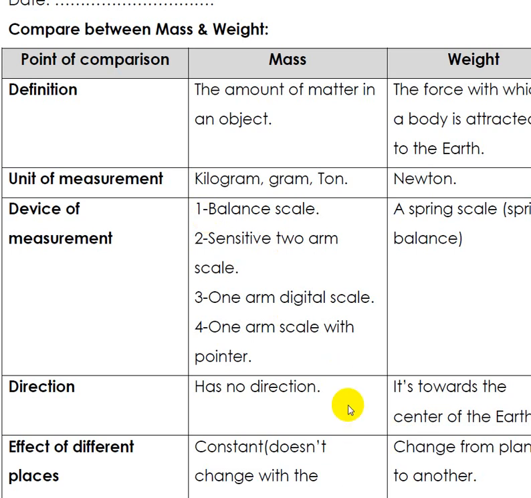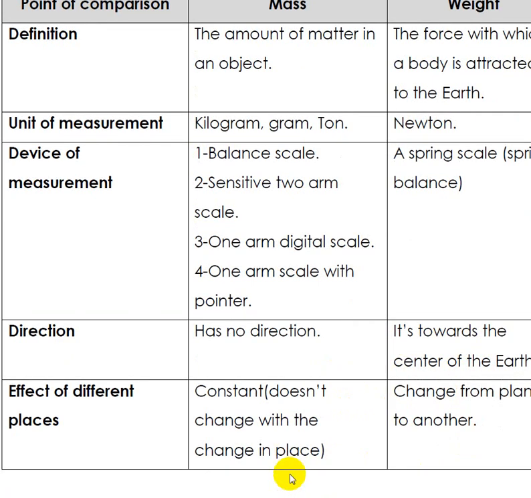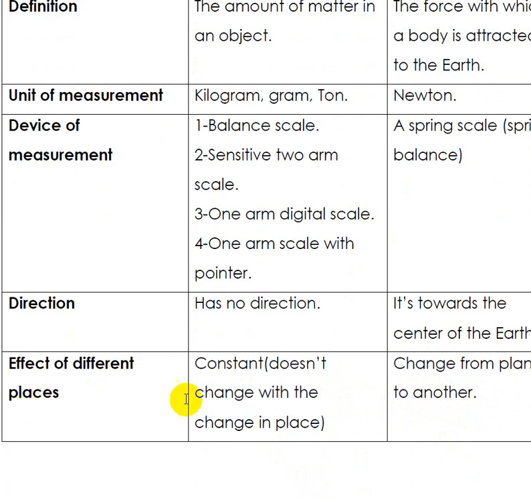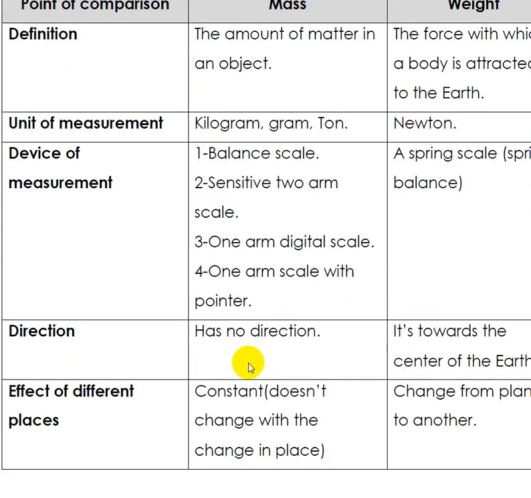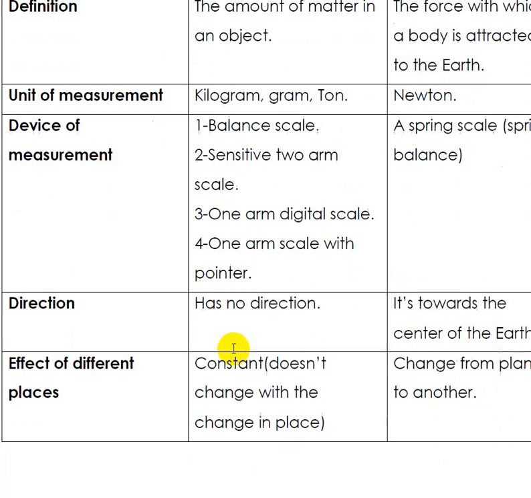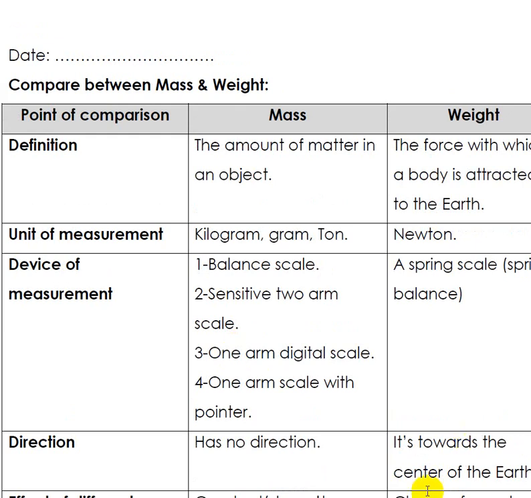But the weight, no, it's affected by the place, and the weight is directed towards the center of the Earth. The mass of anything is constant, whatever its place. Whether you measure it on the Moon or Mars or Venus, or even on Earth, its mass is constant. But weight changes from one planet to another planet. Okay, that's for today about mass and weight.